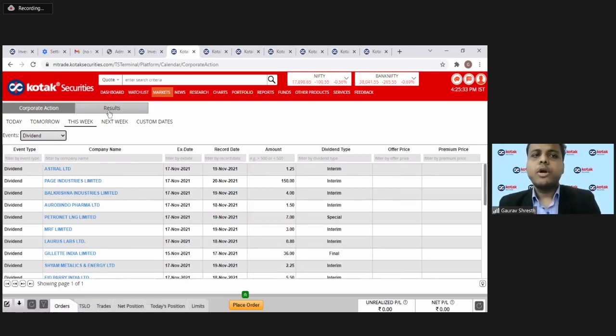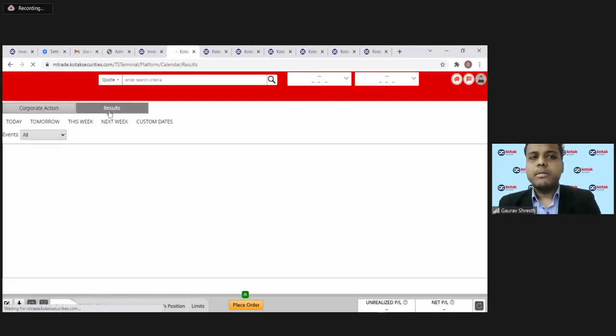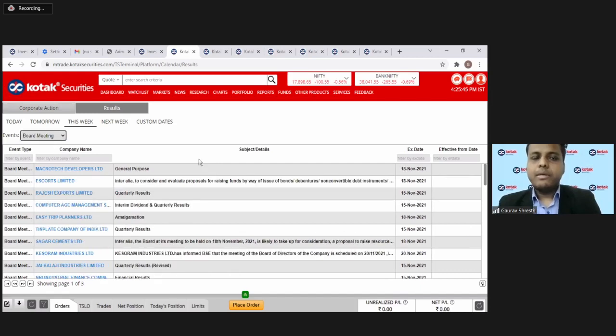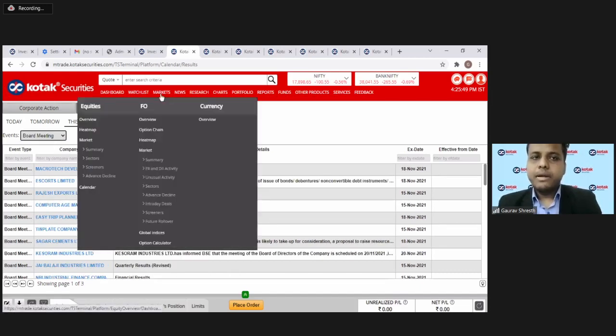Similarly, if I don't want to see the corporate action, but I want to see the result, I just have to click on result, and that's it. The result option will come up over here. As you can see, the result option has come up. So these are the points which are very interesting under the markets equity section. Similar kind of a feature is also available in the FNO market.